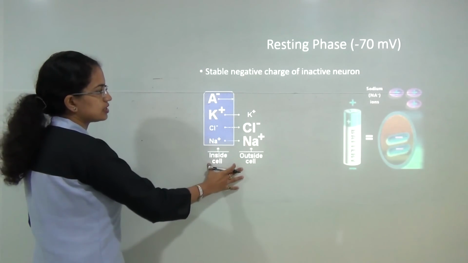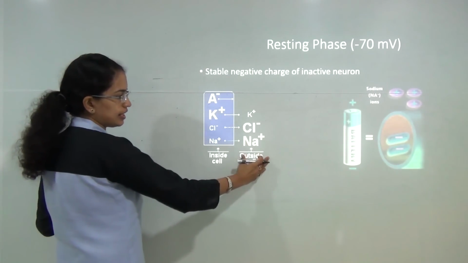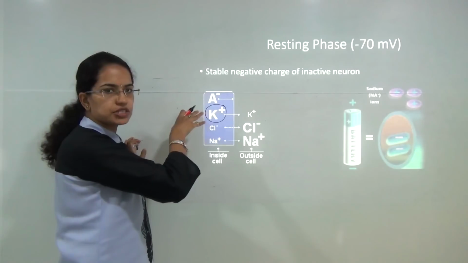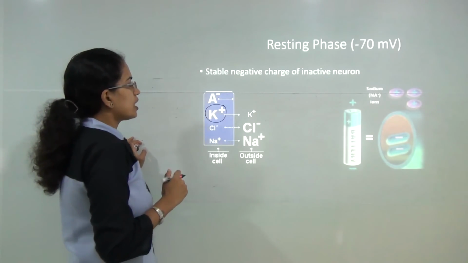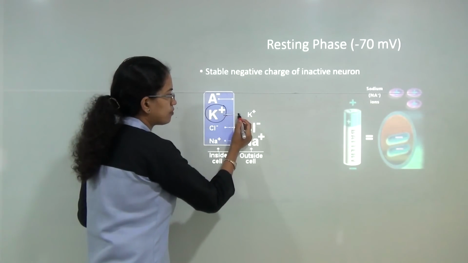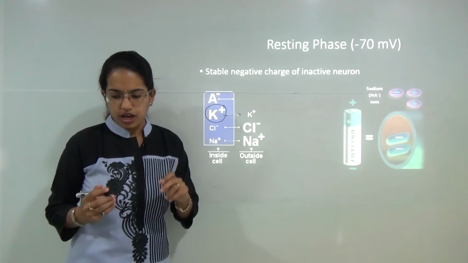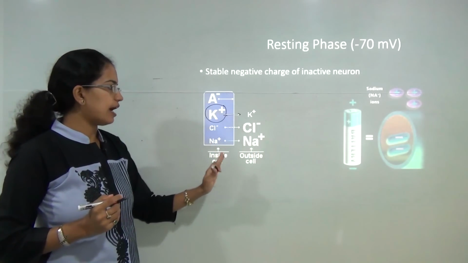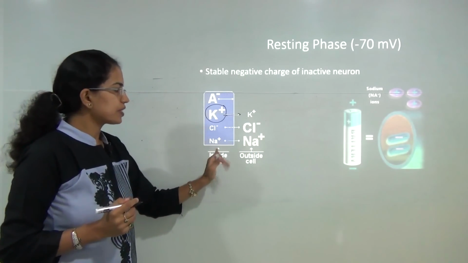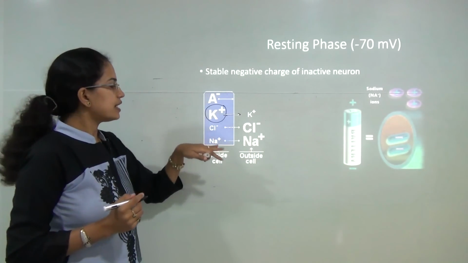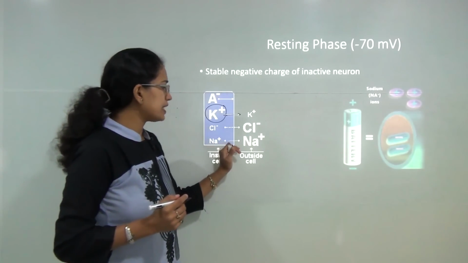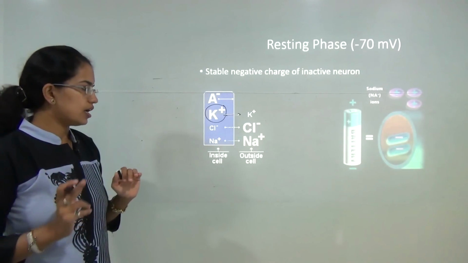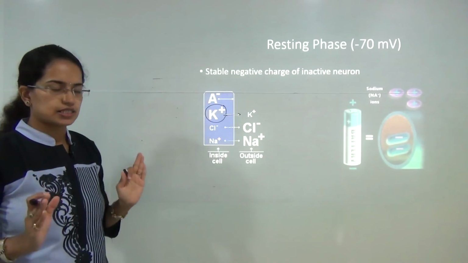Now this is a structure of inside the cell and outside the cell. As you can see, you have predominant potassium inside the cell, and there is transfer of potassium that takes place. Potassium can easily cross, as seen by the straight line. However, chloride and sodium are denoted by dotted lines. That means it is difficult for chloride and sodium to cross the nerve cells during the resting phase.